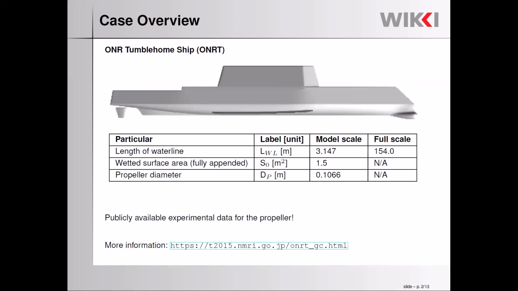This is the ship that this propeller was actually attached to. The ship was studied during one of the previous NASA conferences. For more information, you can click on the link at the bottom, and you will be presented with a lot of information about the ship, what particular cases they studied, what the results were, and so on. But just to give you an order of magnitude and reference, this was a model scale case of around 3 meters in length, with a wetted surface of around 1.5 meters squared, and the propeller diameter is around 100 millimeters. And all the experimental data are publicly available.